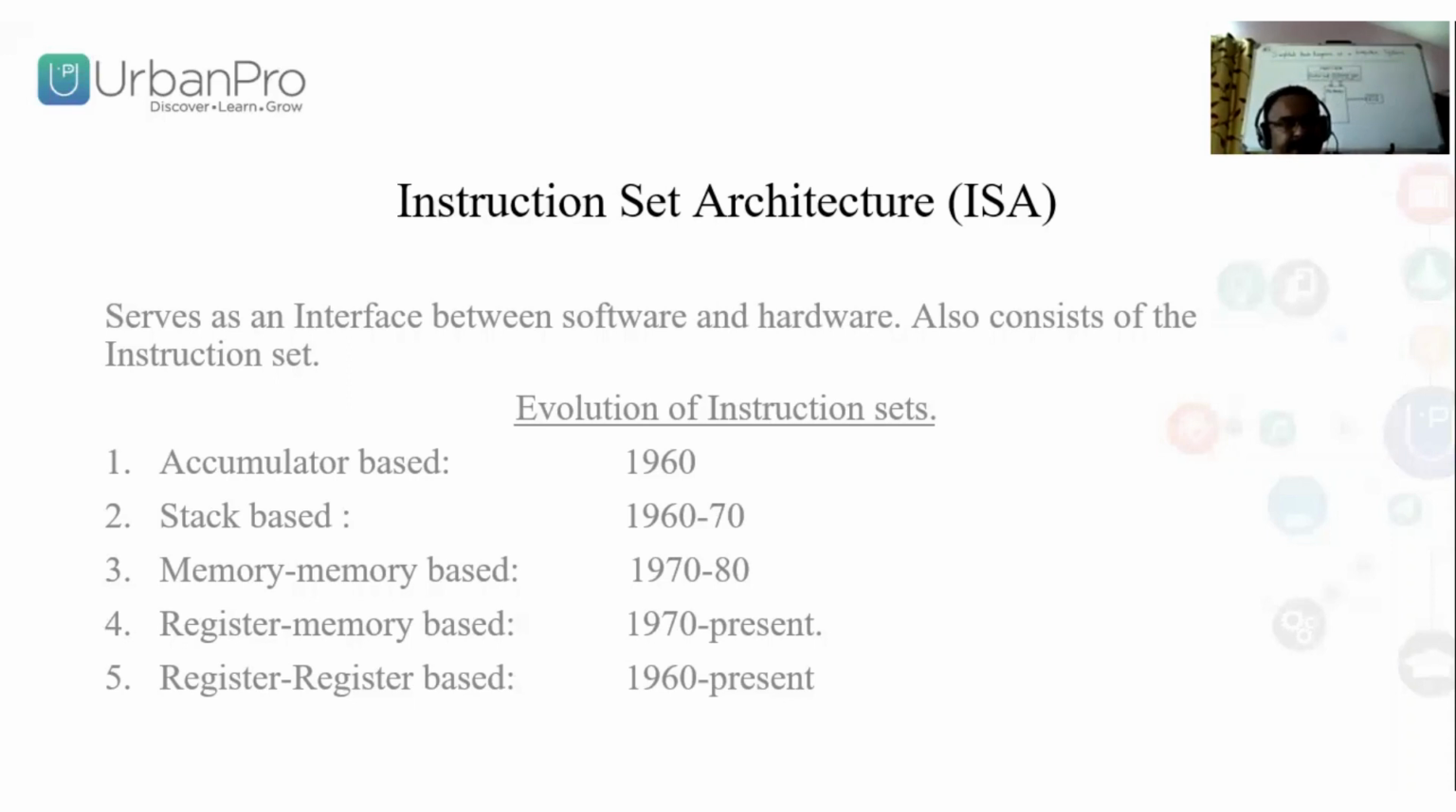The fourth one is register memory based. That means register contents are added with the memory contents and the result is normally stored in a register. Register based: ADD R1, R2, R3. Only the operands are in registers. So the contents of R2 and R3 are added together and the result is stored back in R1. So that is register based machine.